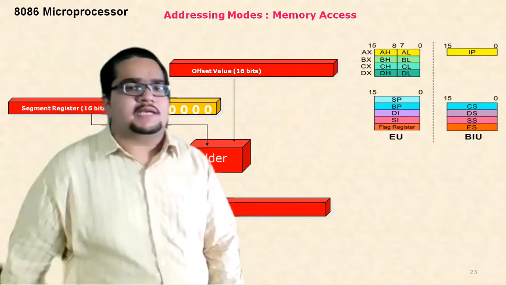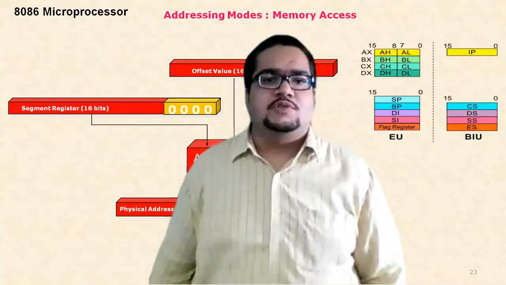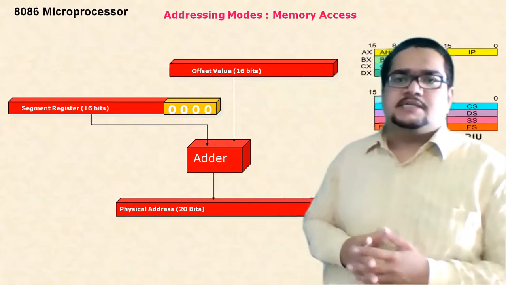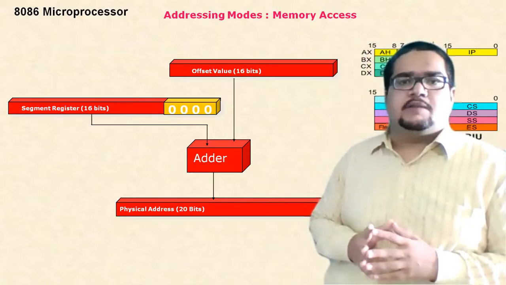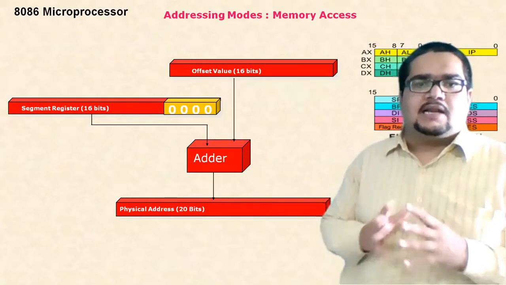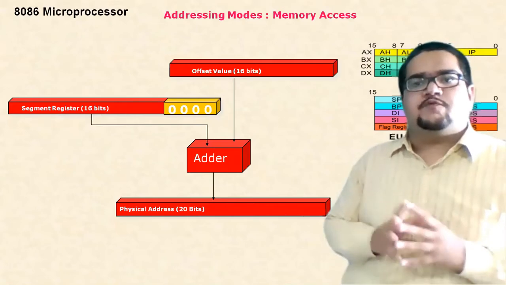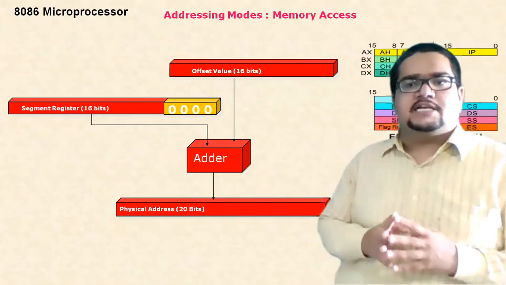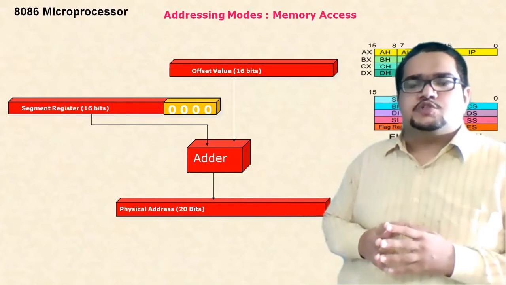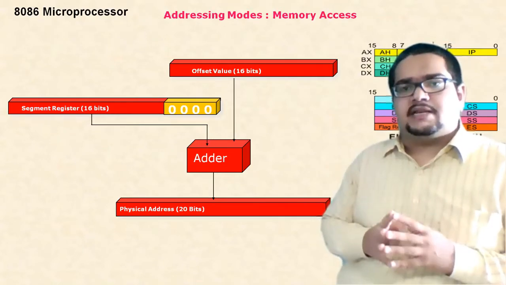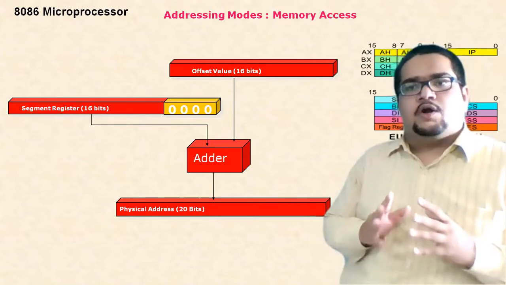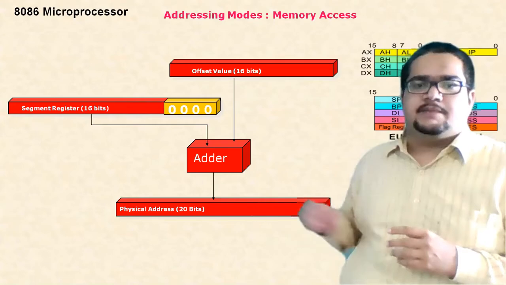To help you understand group 2, I again want to tell you that in 8086 the physical address is always calculated by adding two things. One is the offset address and the other is the segment address shifted by 4 binary bits or 1 hexadecimal digit, because 1 hexadecimal digit is equivalent to 4 binary bits. Shifting the segment address by 4 binary bits and then adding that result to the offset value gives the 20-bit physical address.